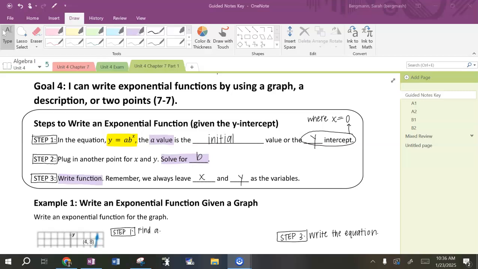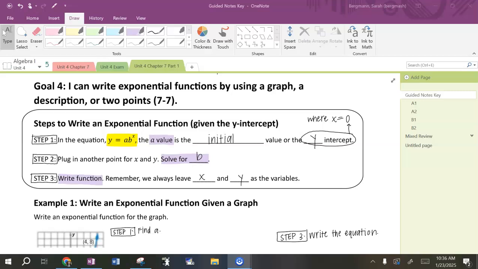So these are the 3 steps you'll need to follow to write the exponential function when you're given the y-intercept. Step 1 is that we're still using that equation y equals a times b raised to the power of x because that models an exponential function. And we are going to be finding the a value. Remember yesterday we learned that the a value is the y-intercept or the initial value. That always means y-intercept is where x is equal to 0. So you're going to look at the graph, the table, or the list of points. You're looking for where x is equal to 0, which is the y-intercept. That's always your a value.